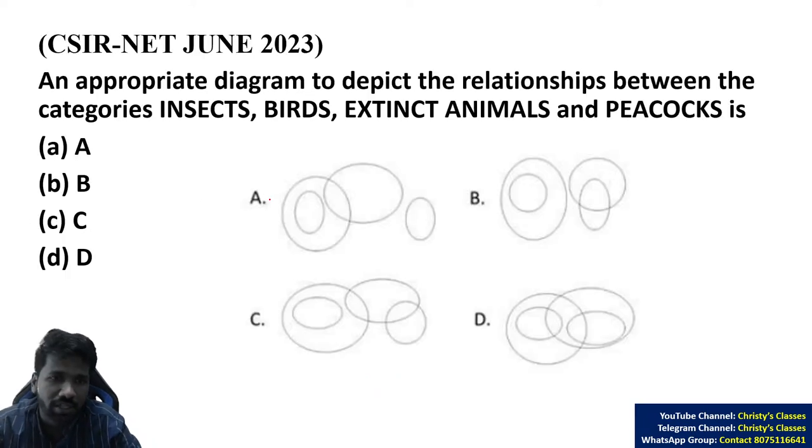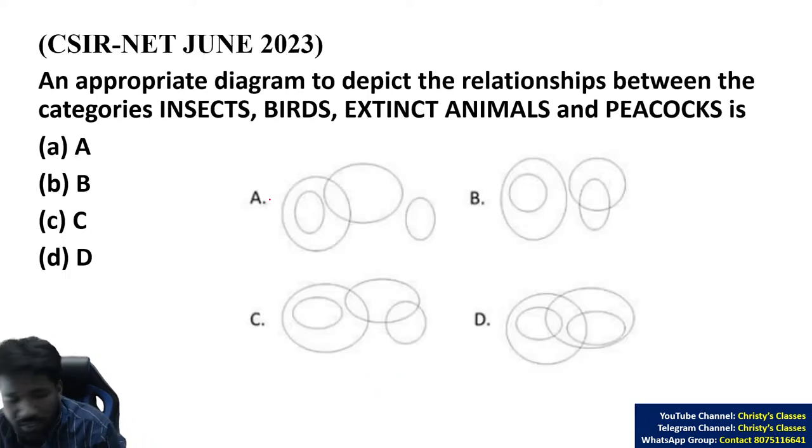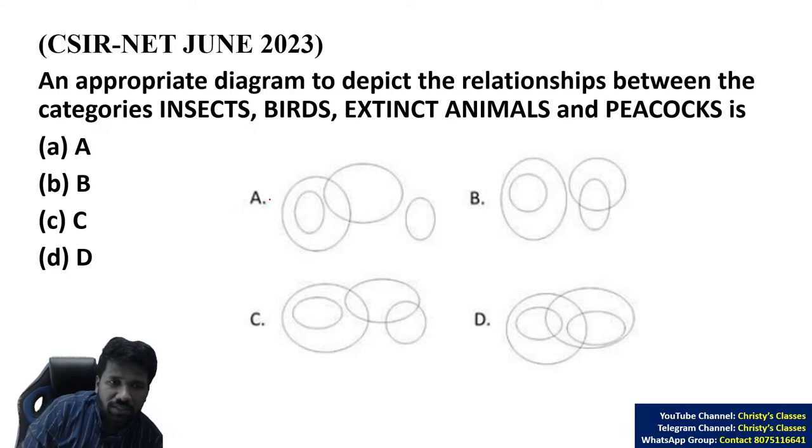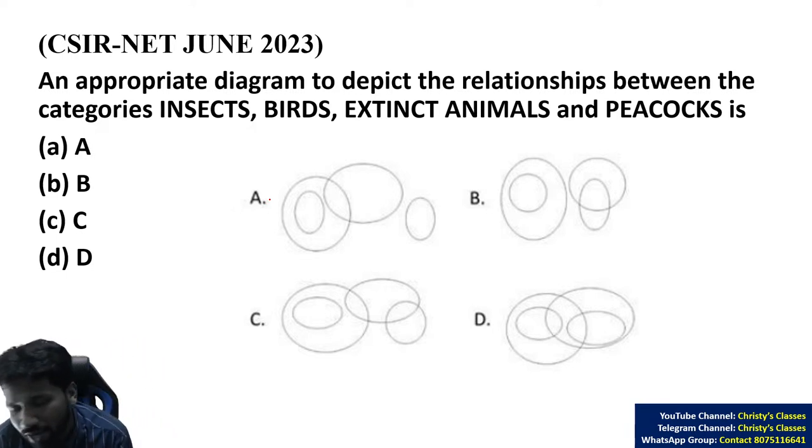Pause the video and check the solution. We will go to another area we haven't discussed. Syllogism idea or Venn diagram related problem. Make a try.